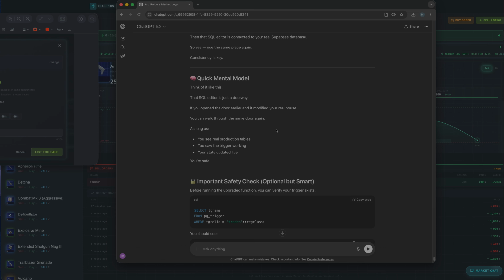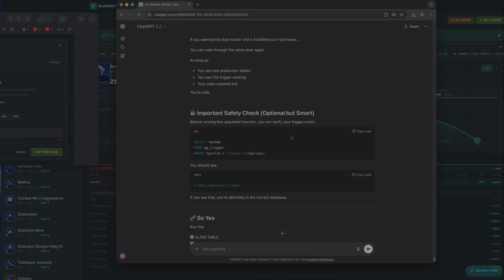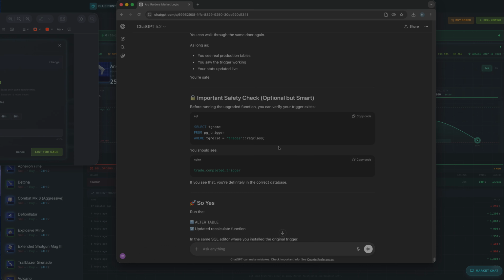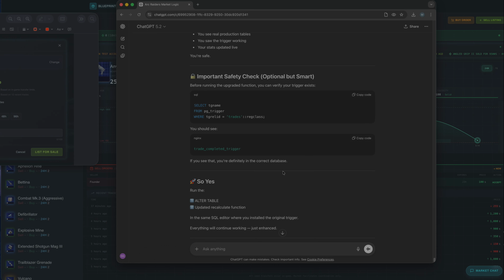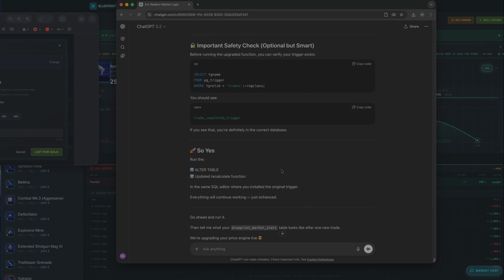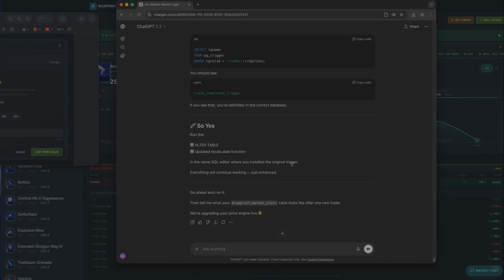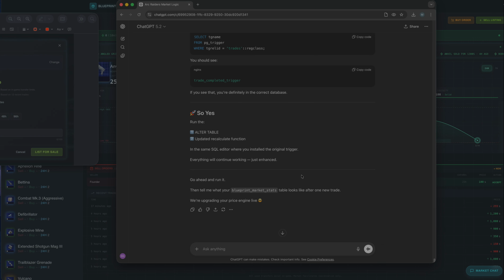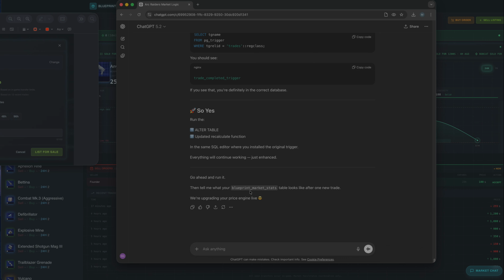Yeah, so that's the same place again. Think of it like this: that SQL editor is just a doorway. If you opened that door earlier, it modified your real house. You can walk through the same door again. As long as you see real production tables and you saw the trigger working, you're safe. Important safety check: before running the upgraded function, verify your trigger exists. You should see trade trigger completed. If you see that, you're definitely in the correct database. So yes, run that.